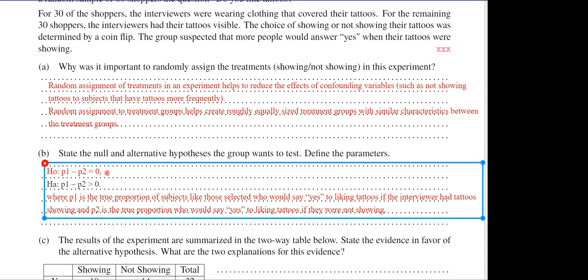But notice, we have to define our variables. So here we say where proportion 1 is the true proportion of subjects like those selected who would say yes to liking tattoos if the interviewer had tattoos showing. And proportion 2 is the true proportion who would say yes to liking tattoos if they were not showing. All right, so we have to define those variables because that's going to dictate the less than or greater than within our alternative.